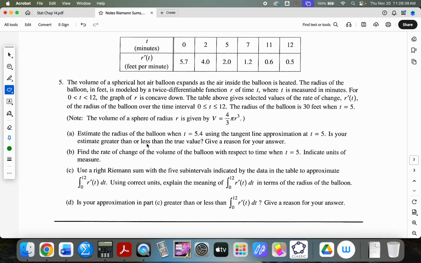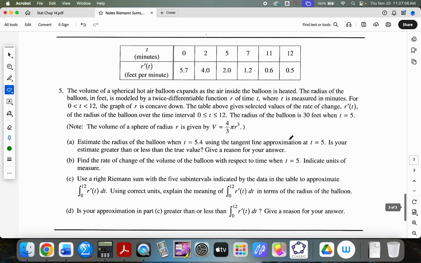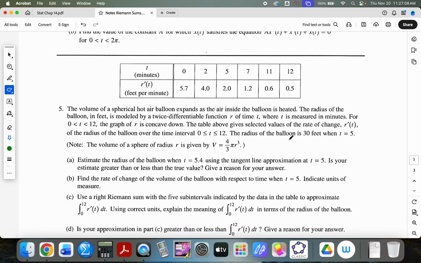Not all of this is talking about Riemann sums, just part of it is. So it says, estimate the radius of the balloon when t is equal to 5.4 using the tangent line approximation at t is equal to 5. All right, when you get to a period on these, do that if it has a direction. Read the rest, but don't try and do them both at once. Is your estimate greater than or less than the true value? Give a reason for your answer. All right. I'm going to work up here where I've got a little bit more room. You can work wherever you've got space.